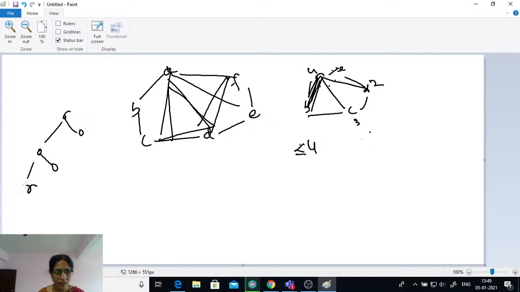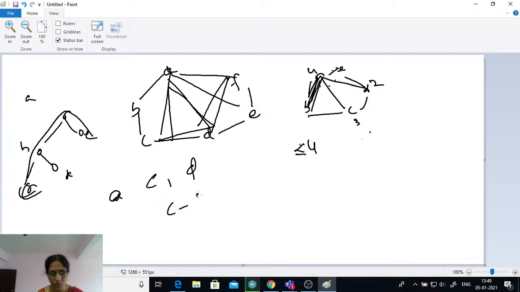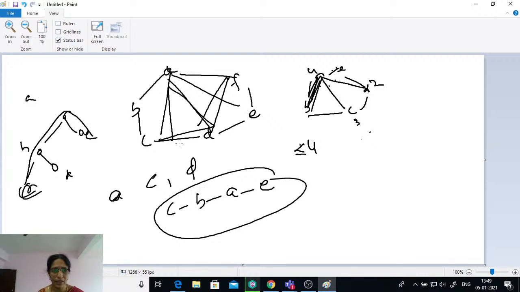So this is A, this is B, C, D, E. Suppose there is a path from C to D. So there is a path that exists from C to B and A and E, some path like that. You can pick any two, but it says a path exists. So that's why this is called a connected component.